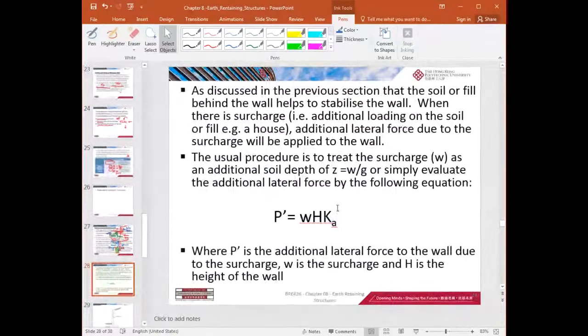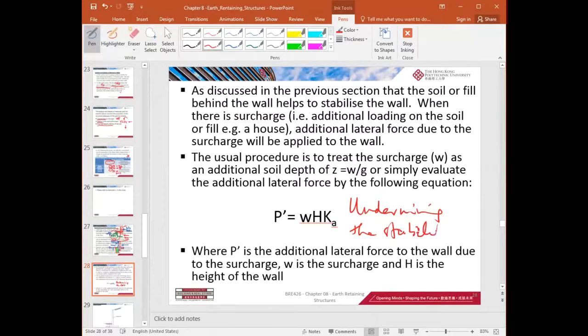You are undermining, right? You know the word undermining. You are undermining the stability of a cantilever retaining wall. Okay.